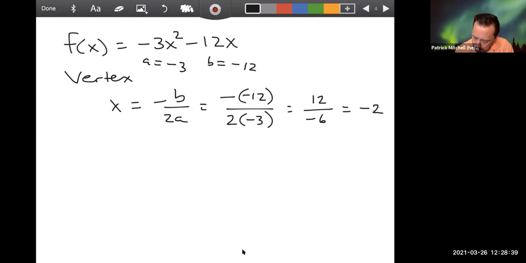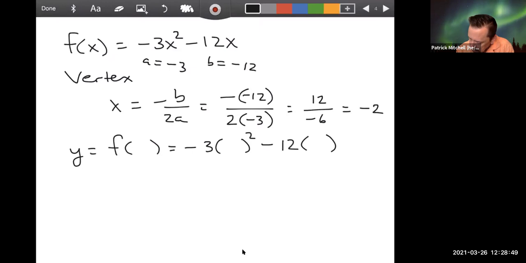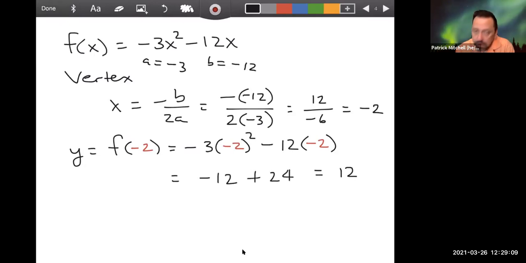And to find the something, we are going to put negative 2 into this function. So what's that going to give us? The square of -2 is 4. -3 times 4 is -12. That's going to be plus 24, so the y-coordinate is 12. The vertex of this parabola is (-2, 12).